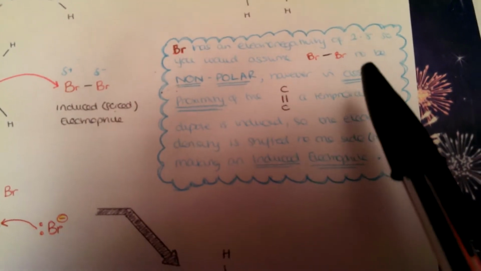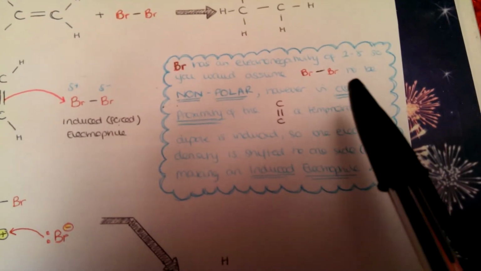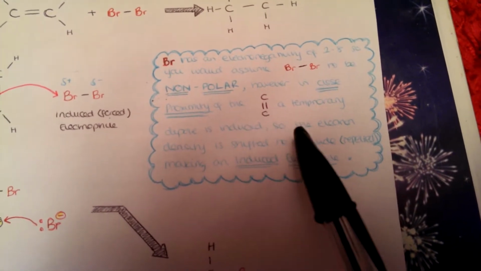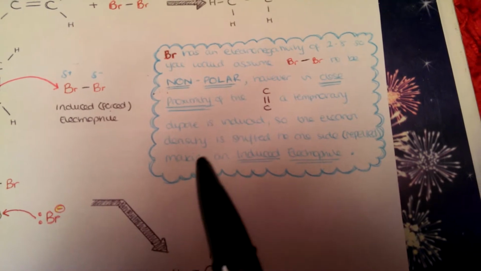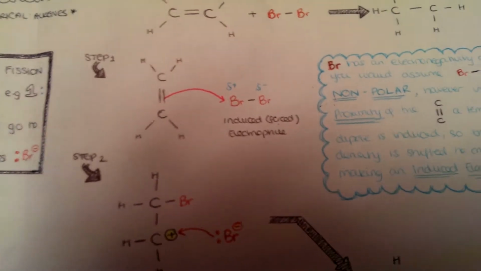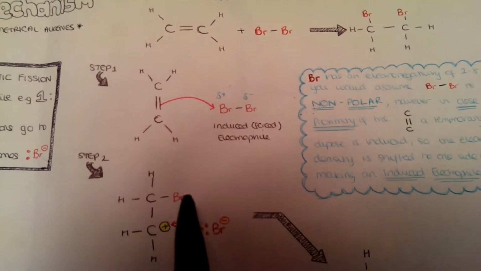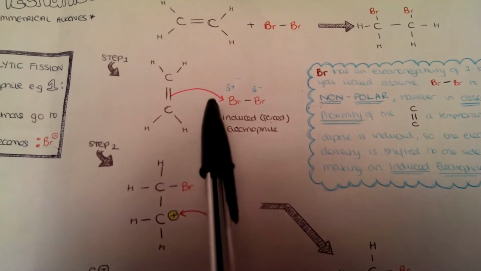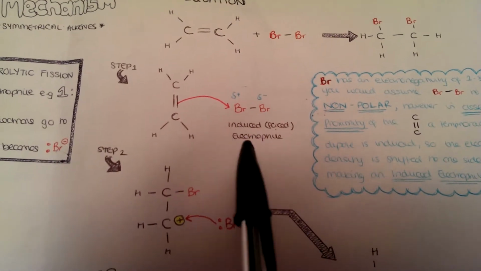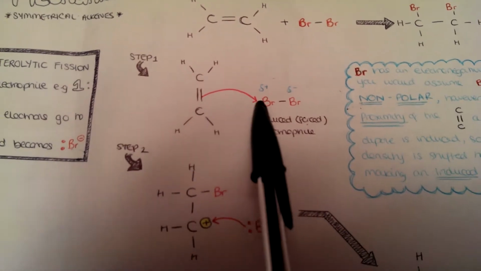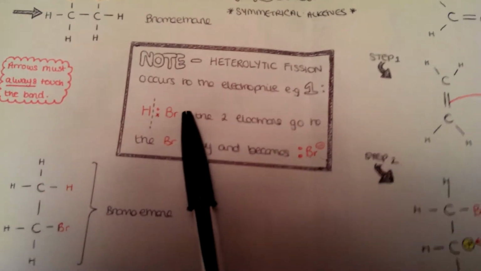Br2 has an electronegativity of 2.8, so you'd assume the Br2 to be nonpolar. However, in close proximity of the carbon-carbon double bond, a temporary dipole is induced, so the electron density is shifted to one side, basically repelled, making it an induced electrophile. So in the exam, when asked for the mechanistic equations, you must always show that this Br2 is in close proximity. You could write that on the side even, just put in brackets in close proximity, and then write induced electrophile. These electrons repel, and then this density, so before your electrons are pushed over to one side, that's why that's electronegative.